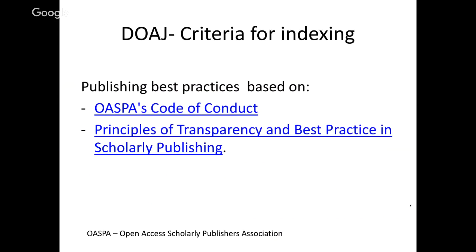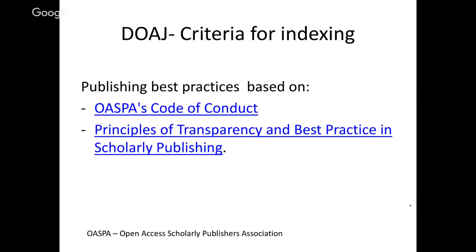Now, what is the criteria for indexing? When I was talking about journals being indexed by DOAJ, at the back of your mind, you may be thinking, so who decides whether the journal is going to be in DOAJ or not? What is the criteria? How does DOAJ come up with that criteria? Well, the criteria is not just plucked out of the air. The criteria is based on publishing best practices, which are based on OASPA's Code of Conduct, and the Principles of Transparency and Best Practices in Scholarly Publishing. Both these links are hyperlinks. You can take a look at it in detail when you have time.